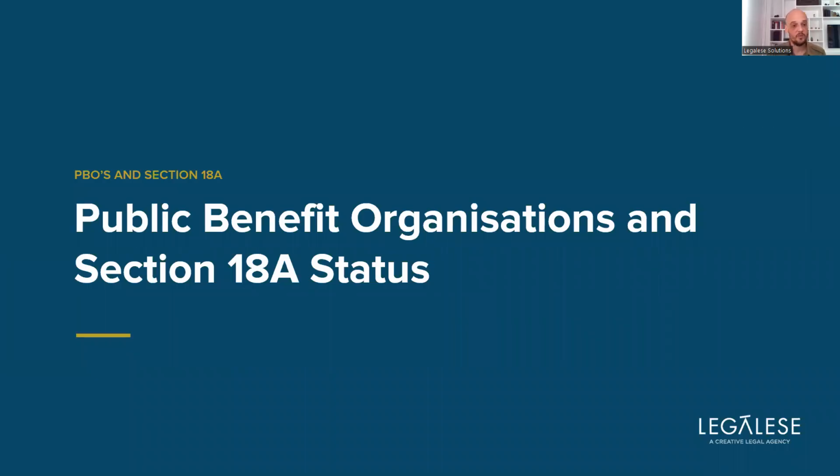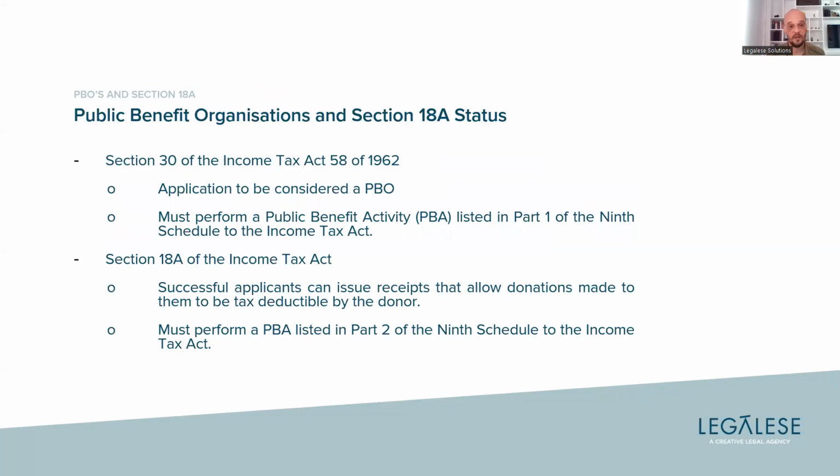So next, we're going to be discussing public benefit organizations and Section 18A status. In order to be considered a public benefit organization, you need to perform a public benefit activity, which public benefit activities are listed in Part 1 of the ninth schedule to the Income Tax Act. And this whole framework is set out in Section 30 of the Income Tax Act as well. Section 18A of the Income Tax Act, which people might have heard of before, allows successful applicants to issue receipts that allow donations made to them to be tax deductible by the donor.